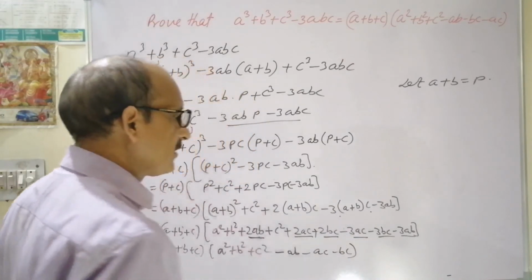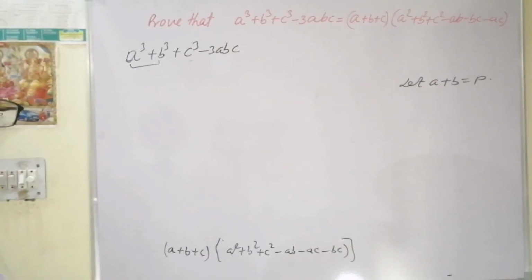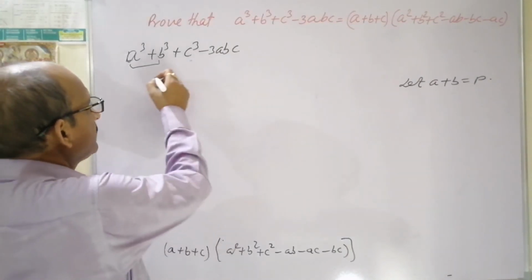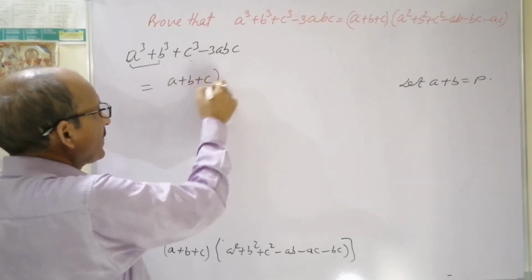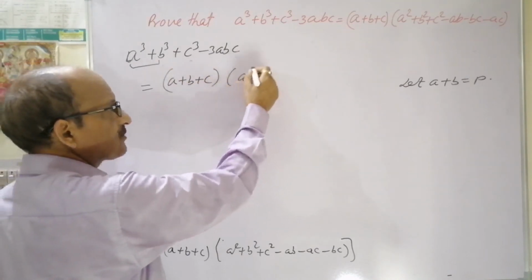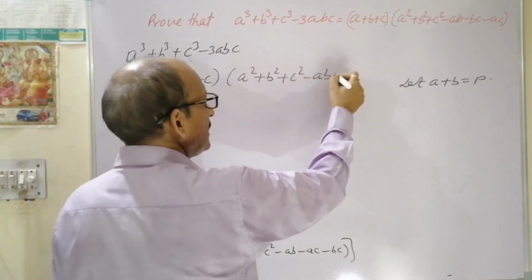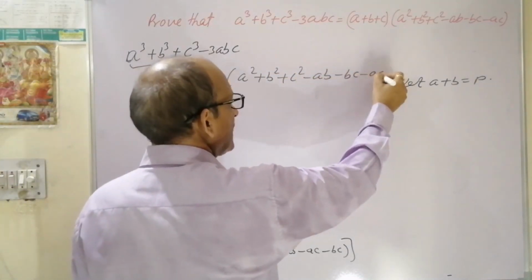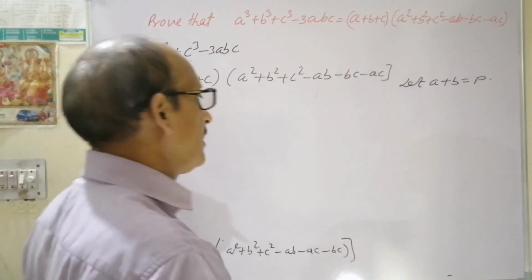Solve for this question. Or we can write here, that is equal to A plus B plus C in one bracket, in the next we have A square plus B square plus C square minus AB minus BC minus AC. That's all for this question, but its application is very vast.